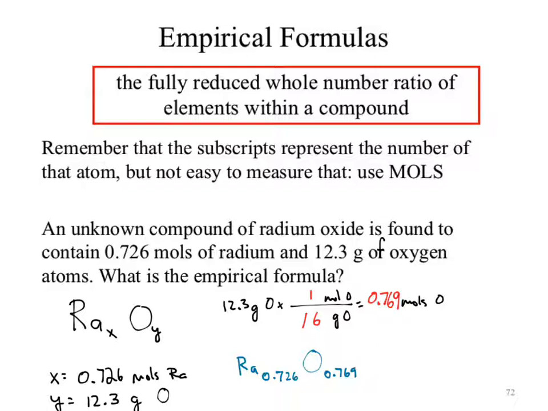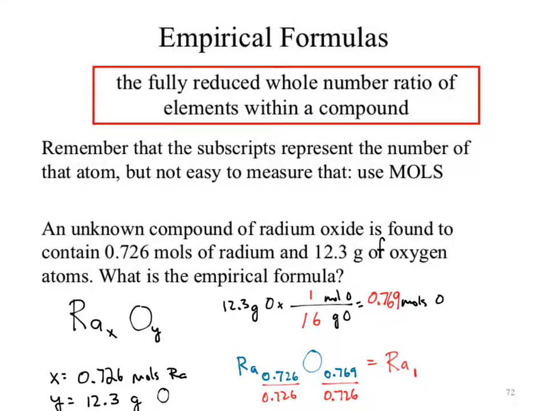We need the whole number ratio. How can I get a whole number ratio? Round. What is a ratio? Comparing two things. So I want to compare those two numbers. I'm going to divide them both by the same number, the smallest number, 0.726. What do I get as an answer? Well, radium will become 0.726 divided by 0.726 is 1.